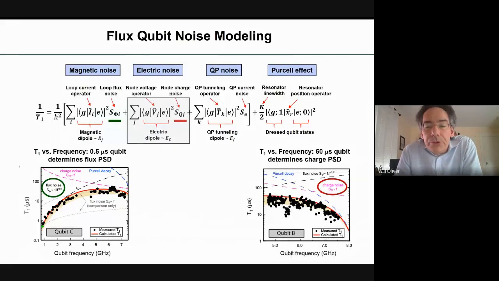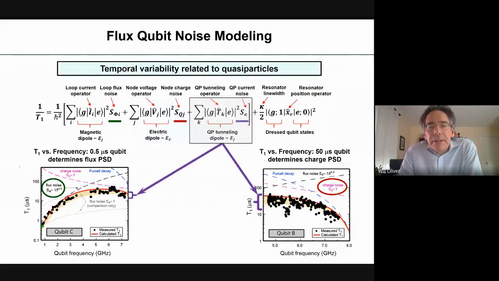We then designed a qubit that was sensitive to charge noise and measured that T1 as a function of frequency. And now we know basically the charge noise spectral density, and we presumed it was proportional to frequency. We tried some different models: white noise, proportional to frequency, proportional to 1 over f, and it was clear that the ohmic, proportional to f, is what matched well. And then finally, we looked at the temporal variation of the T1 as a function of time, and this allowed us to extract the noise spectral density due to quasi-particles.